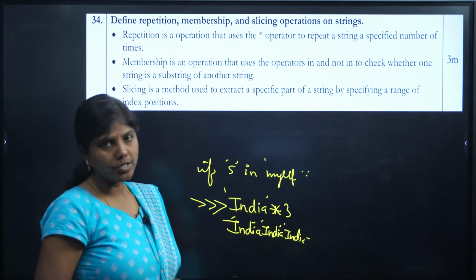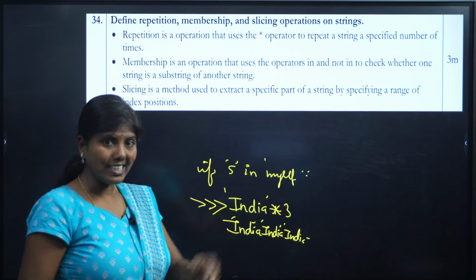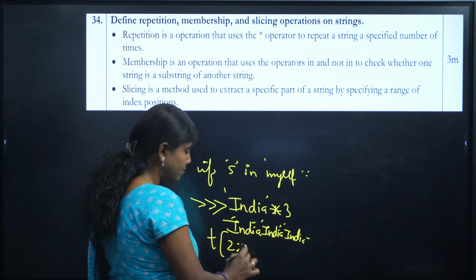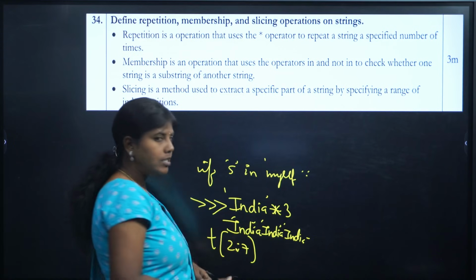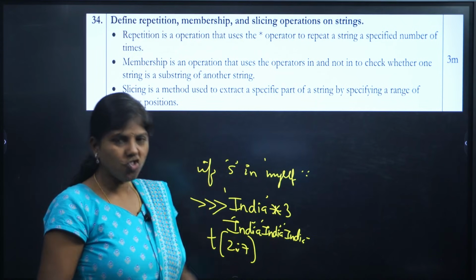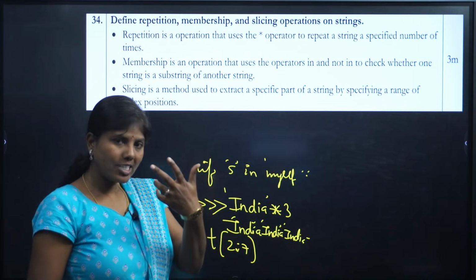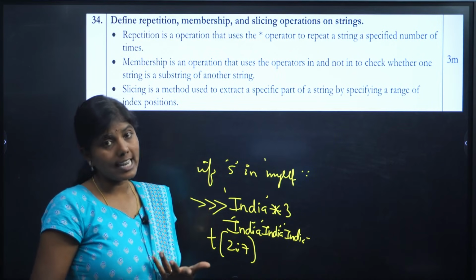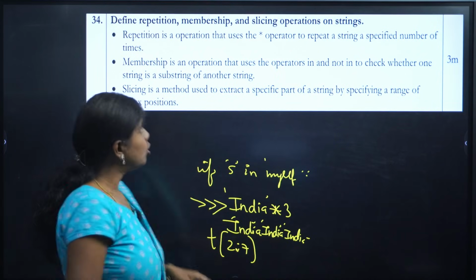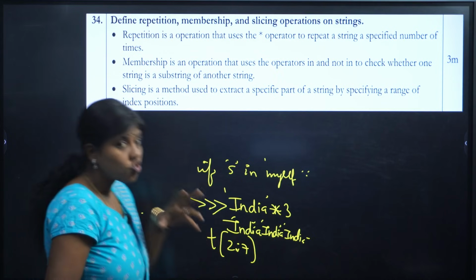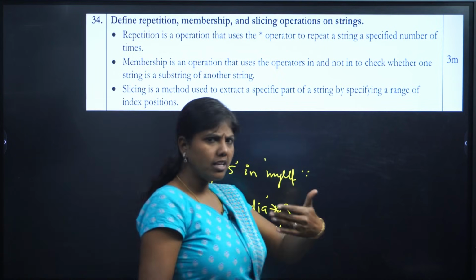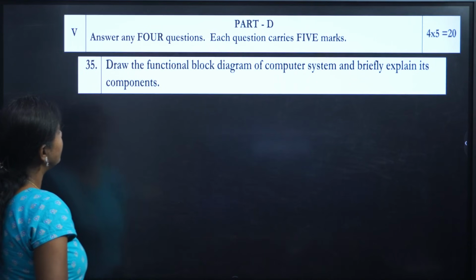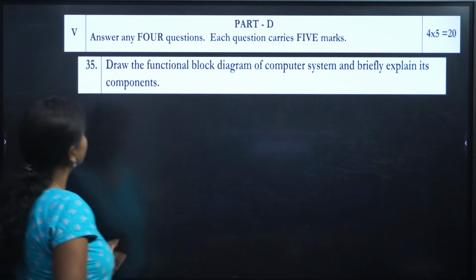That's repetition. Slicing, I think we've already seen. That means how is the slicing? T of 2:7. Extracting a string, a tuple, or a list from the given original list, tuple or string is called slicing. Clear? These are all the operations on strings. The same thing goes for list and tuple also. Okay, we'll go with the next question.